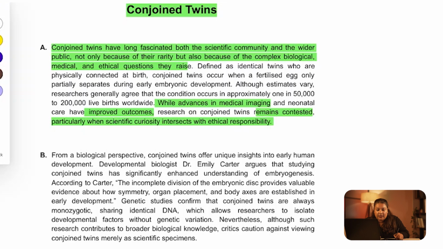So what does the paragraph talk about in between? Defined as identical twins physically connected at birth, conjoined twins occur when a fertilized egg only partially separates. So it talks about how they develop, and researchers generally agree that the condition occurs approximately 1 in... So what is the probability of this condition across the world, right? Worldwide birth. So let's understand from the list of headings.